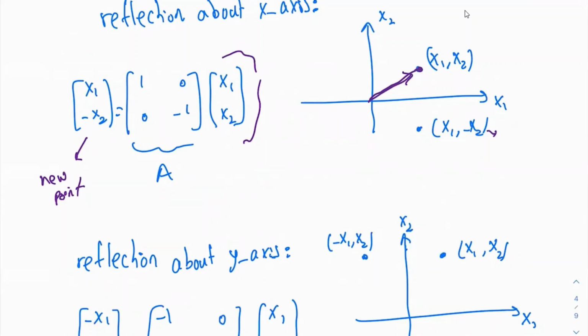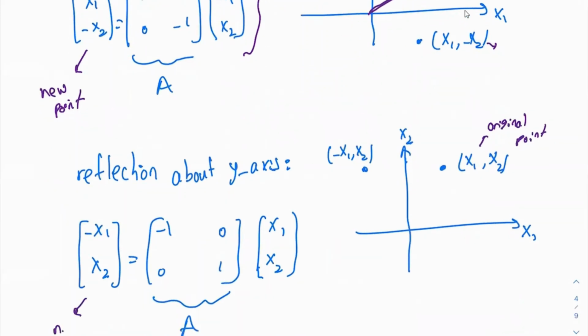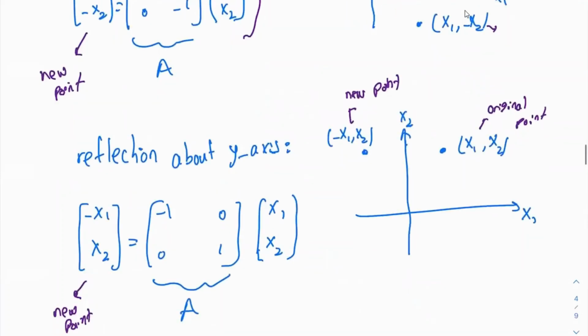Now, what if you want to reflect about the y-axis? No problem. This is the original point. Reflection around the y-axis, here we have the x1, x2 axes. This means that the y component stays the same, and the x component will be multiplied by -1. So now this is a new point. I read it from here. The new point is equal to this matrix A that I have, -1, 0, 0, 1, times x1, x2. Okay, good. So this is called reflection about the y-axis.